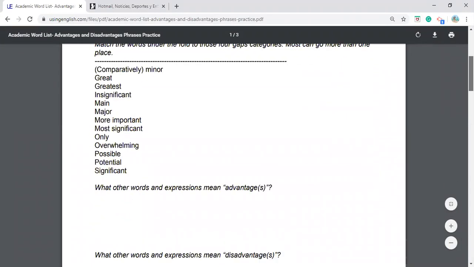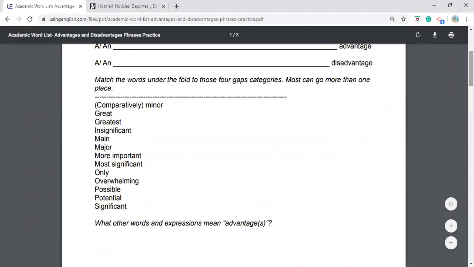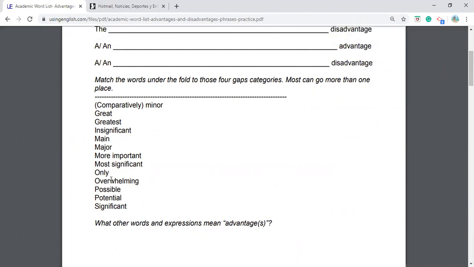So here we have more words. It says, comparatively minor, great, the greatest. So we can say, guys, here we can use this vocabulary: great, greatest, insignificant, main, major, more important, most significant, only, overwhelming. What is the meaning of overwhelming? ¿Alguien sabe qué es overwhelm? What is the meaning of overwhelming, guys?